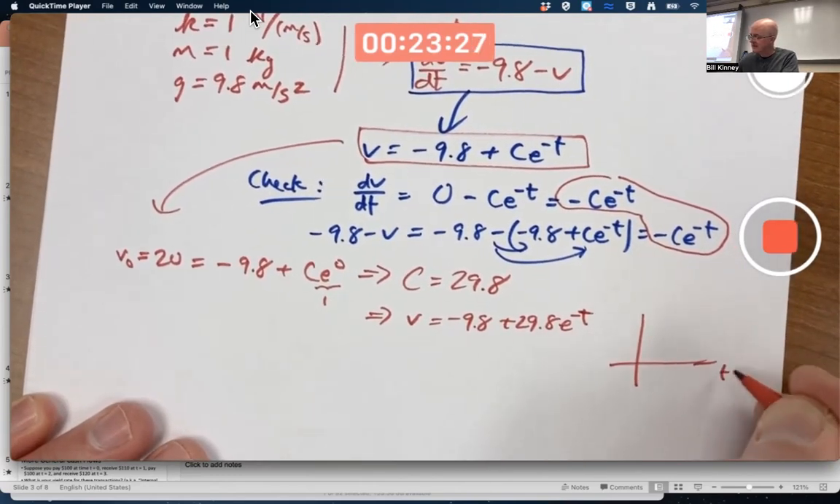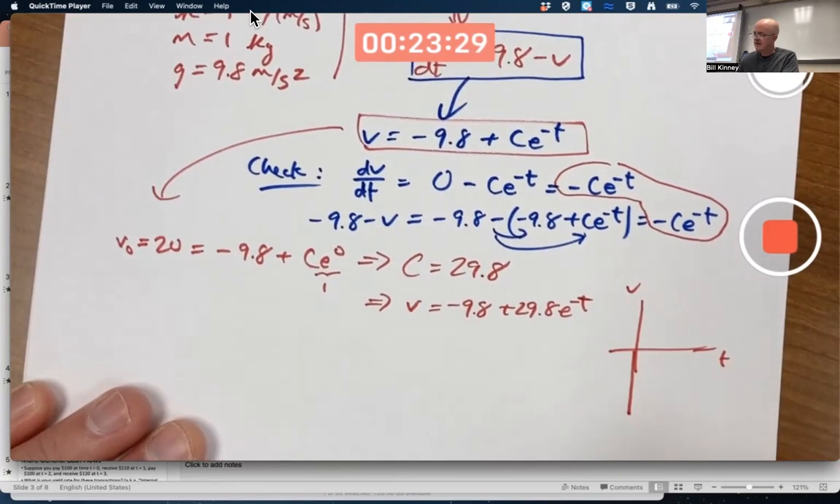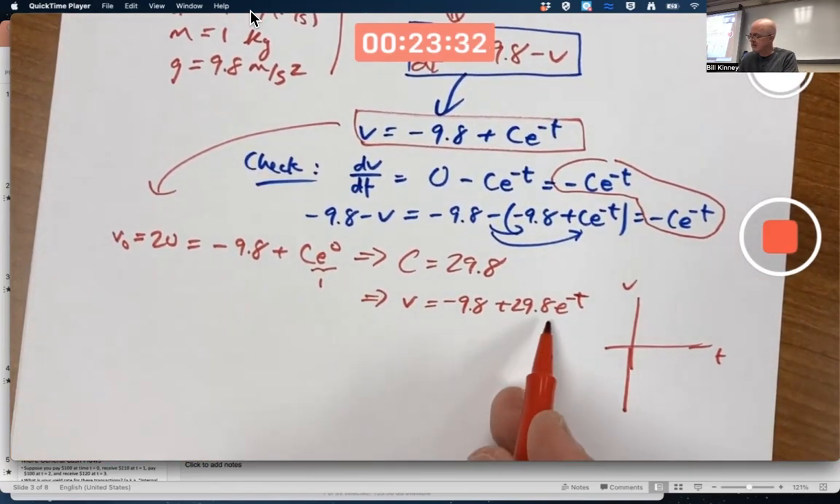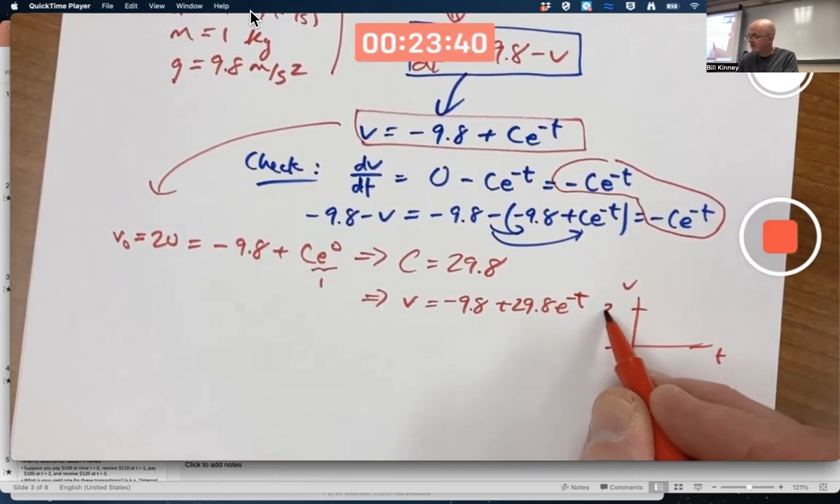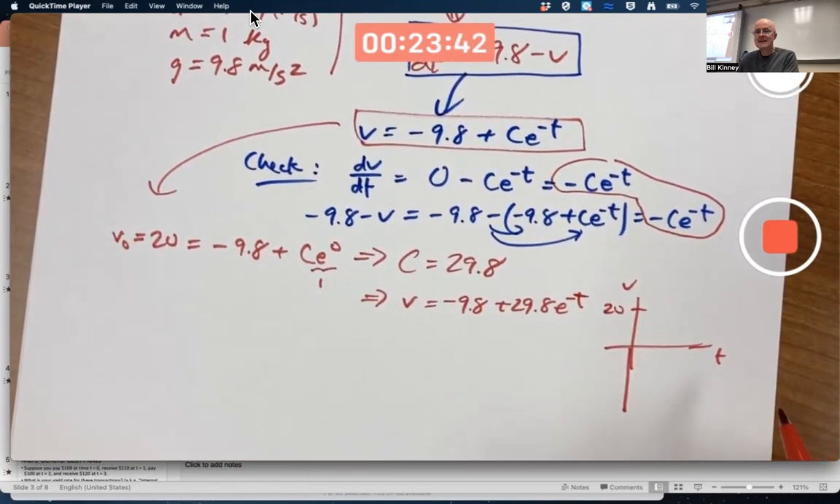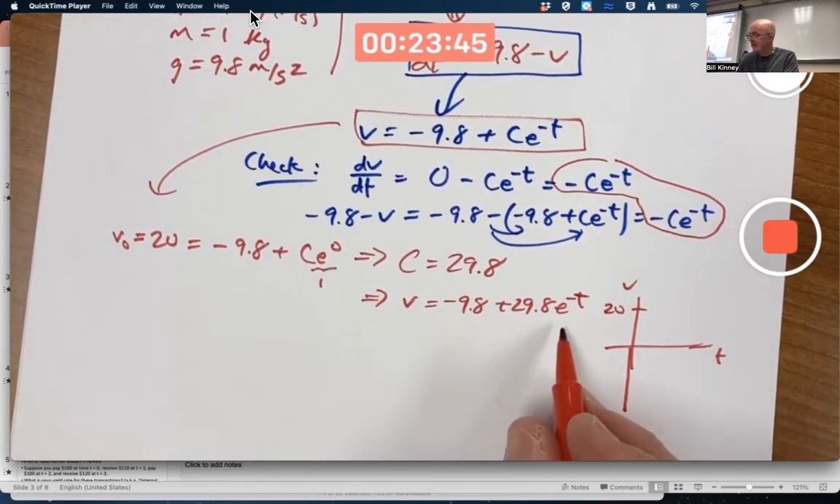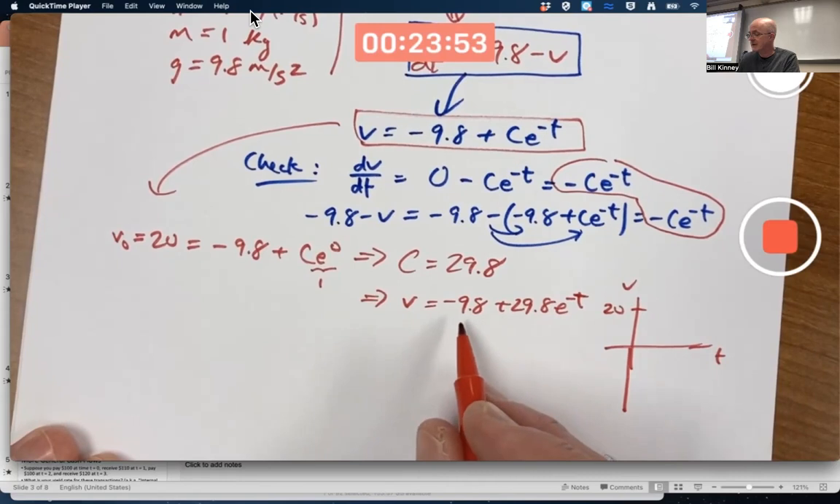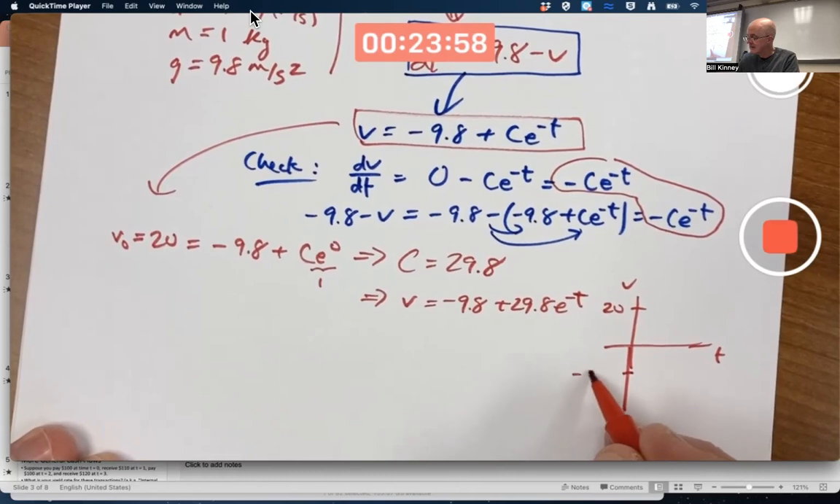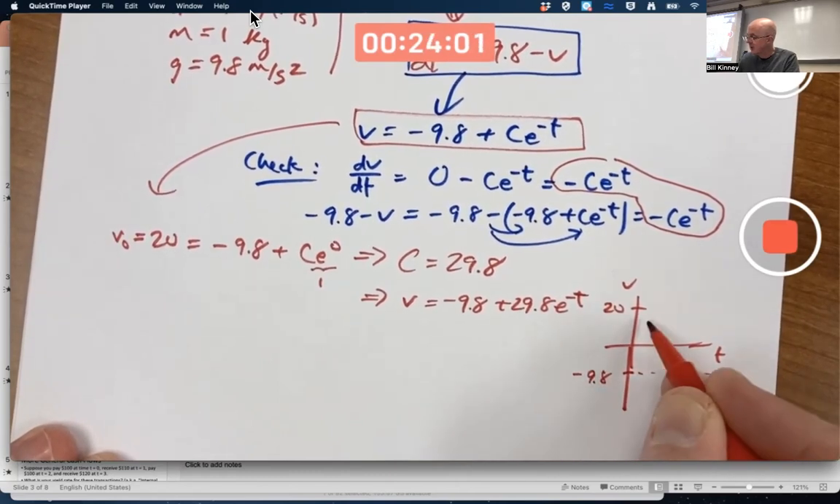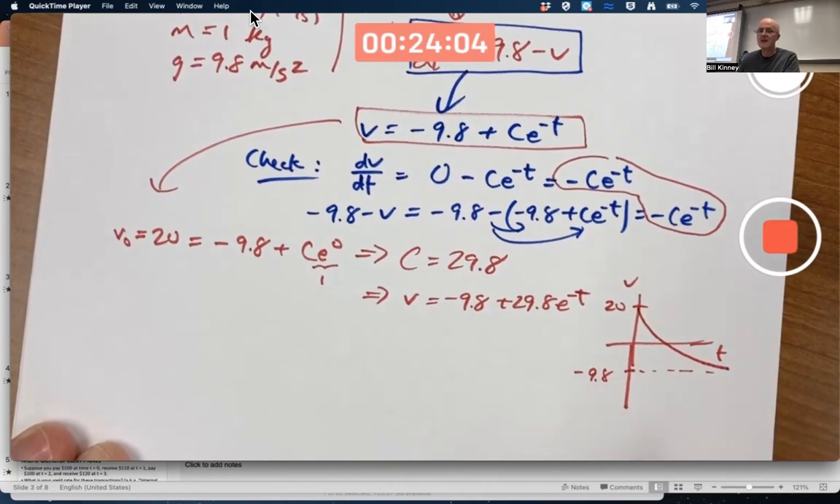v is a function of t. Well, when t is 0, plug in t equals 0 here, e to the 0 is 1, 29.8 minus 9.8, you get 20. And as t gets bigger and bigger, e to the negative t is getting smaller and smaller. This part's going to 0. And so the whole function is approaching negative 9.8 plus 0, negative 9.8. That's a horizontal asymptote for this graph. It looks like an exponential decay toward that horizontal line.